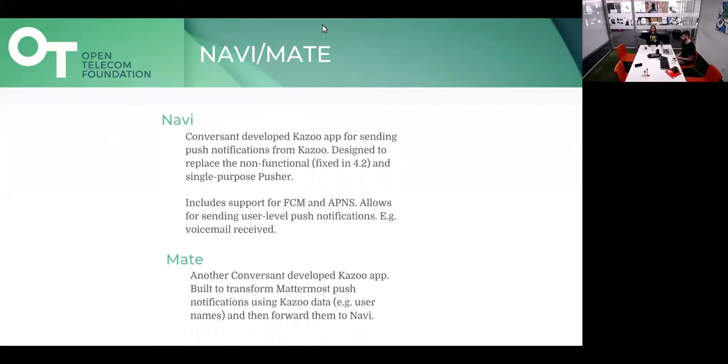And then we also made Mate, which is another Kazoo app, and this one's specifically for Mattermost. So this kind of bridges the gap between Mattermost and Navi. Mattermost sends us a whole bunch of Mattermost data for a push notification, and then Mate transforms that using the Kazoo data, so you can put, say, the user's username in place of the Mattermost ID, and it's pretty cool. It just forwards those messages onto Navi, which then sends them as a real push notification with user-readable data.